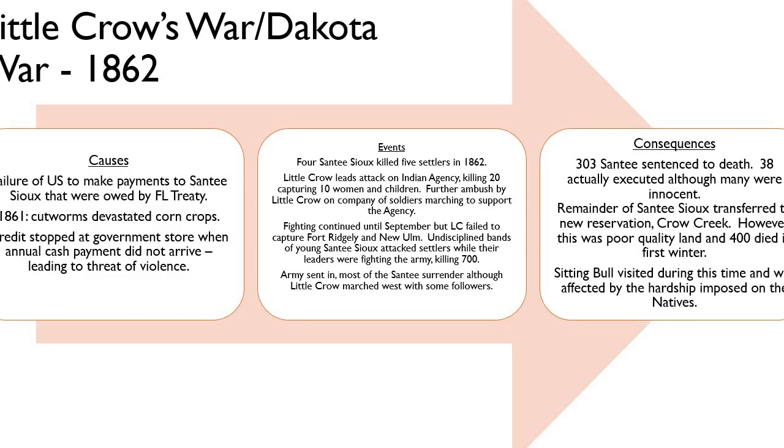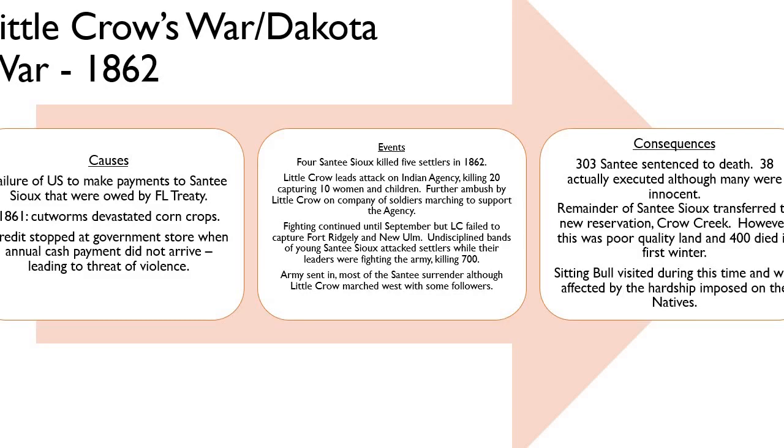And the violence continues. And basically what we see is the US government escalates the response. They send the army in to deal with the problem, and they overwhelm really the Indian forces. Little Crow escapes off west with some of his followers. We see 303 Santee Sioux were sentenced to death. 38 were actually executed. This was an order signed by President Abraham Lincoln to execute 38 of these Native Americans. This is the largest mass execution in US history.